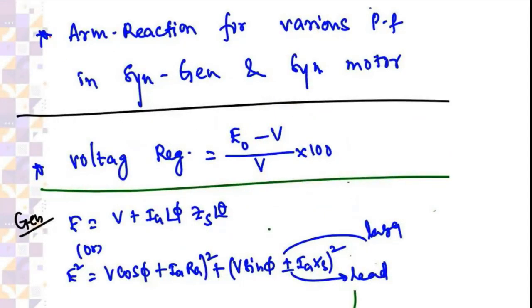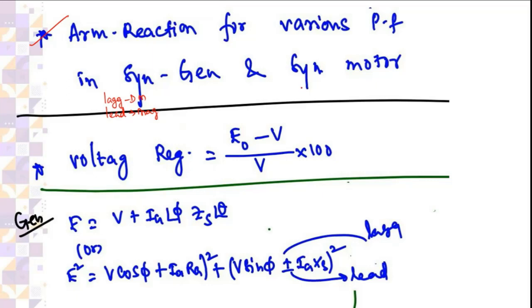Now coming to another topic, that is armature reaction for various power factors in synchronous generators and synchronous motors. It's for 1 mark they might ask. For lagging load, it will be the demagnetizing effect of armature reaction. For leading load, it will be the magnetizing effect of armature reaction. Whereas for unity power factor, it will be cross magnetizing.